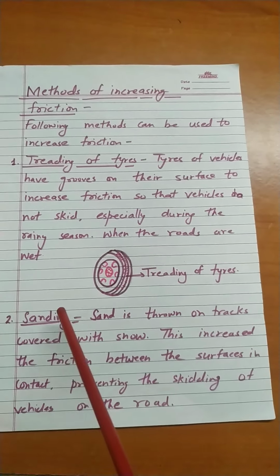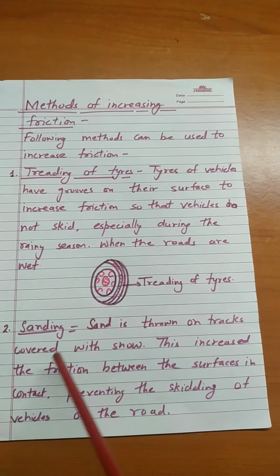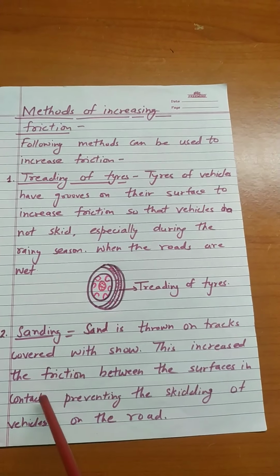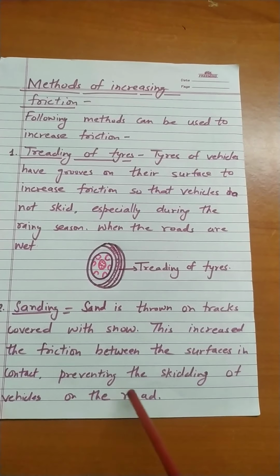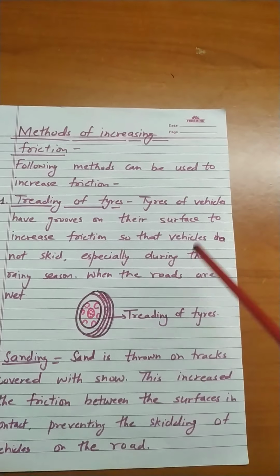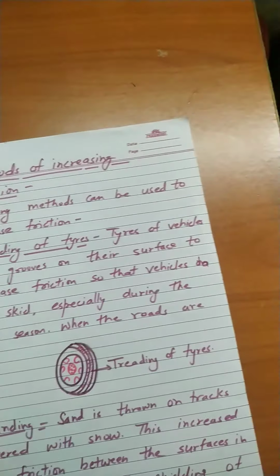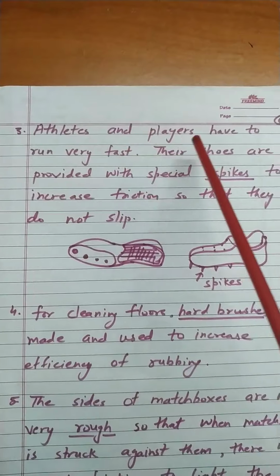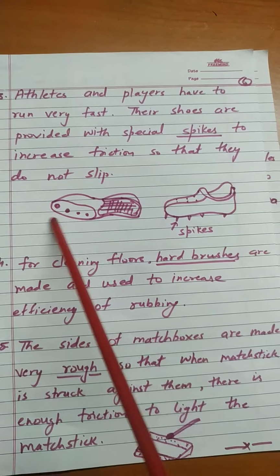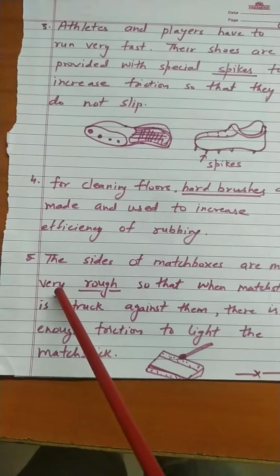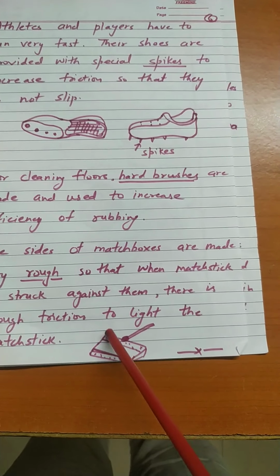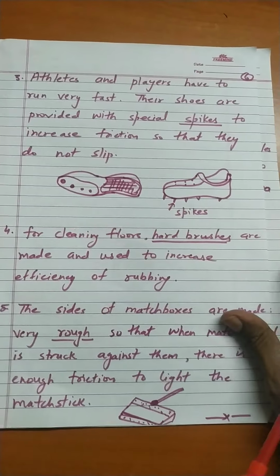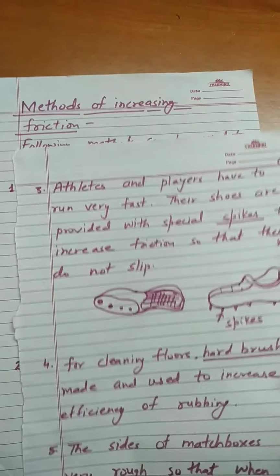Now sanding also. Sand is thrown on tracks covered with snow. This increases the friction between the surfaces in contact, preventing the skidding of vehicles on roads. So there are many ways to increase friction, like treading of tires, sanding, athletes' and players' shoes provided with spikes, and the sides of matchboxes provided with rough surfaces. So there are many ways to increase and reduce friction.